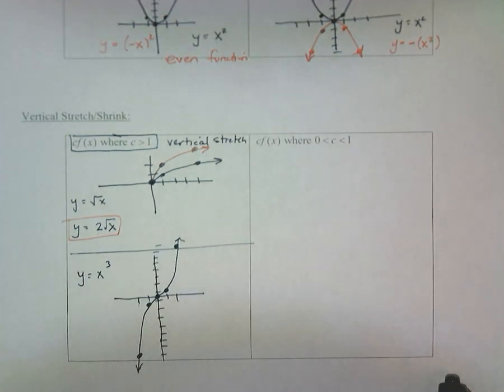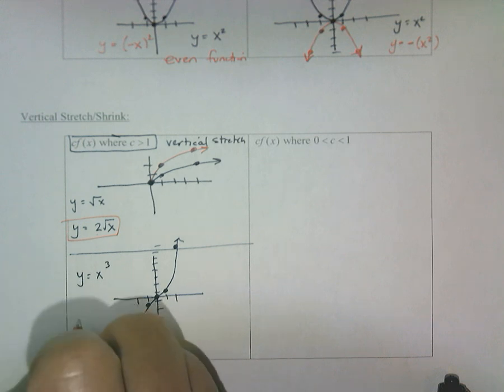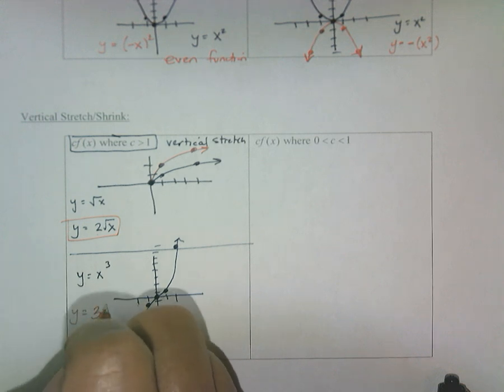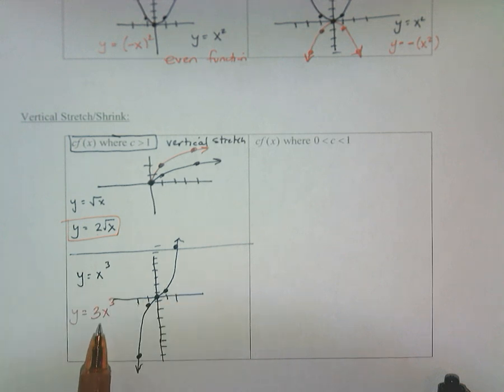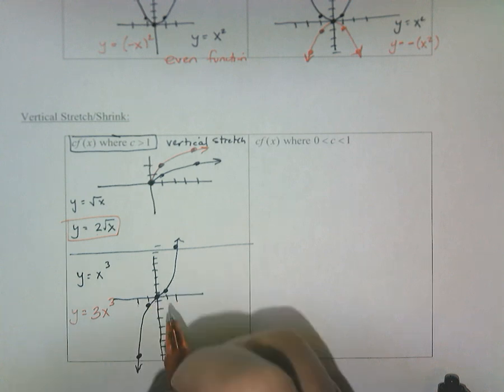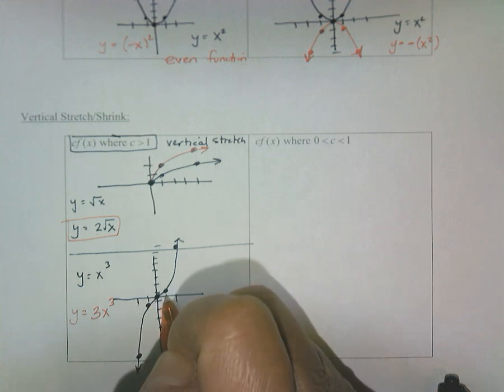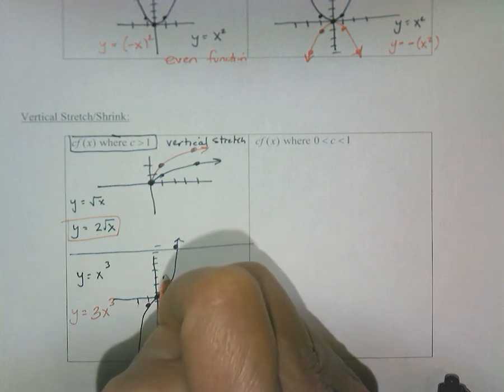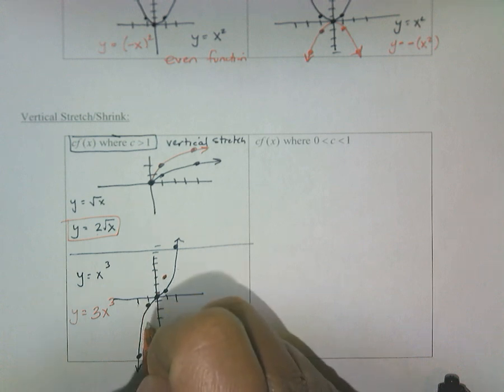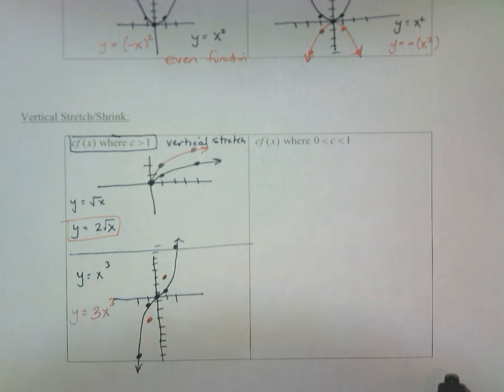If I want to stretch that function, say y equals 3x cubed, as long as the number in front of the x cubed is greater than 1, it's going to be a vertical stretch. So 0, 0 stays 0, 0. Instead of 1, 1, I'm going to multiply the 1 by 3 and I get 1, 3. Negative 1, negative 3.